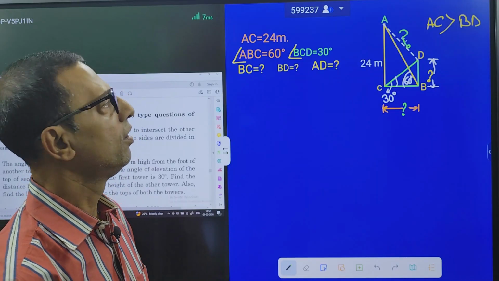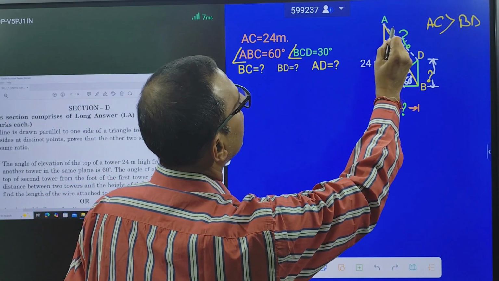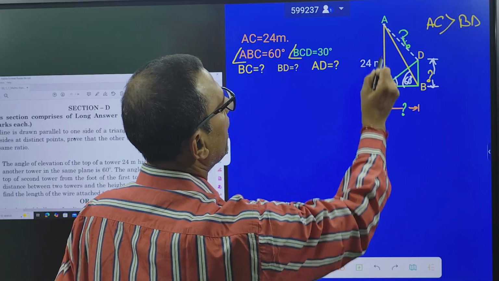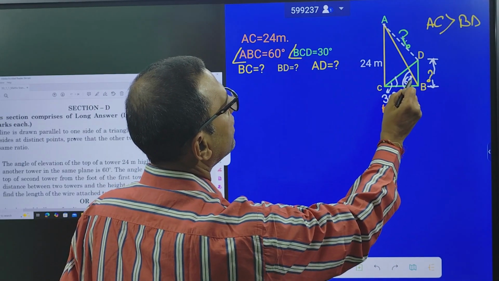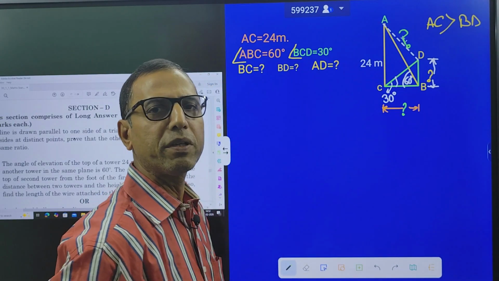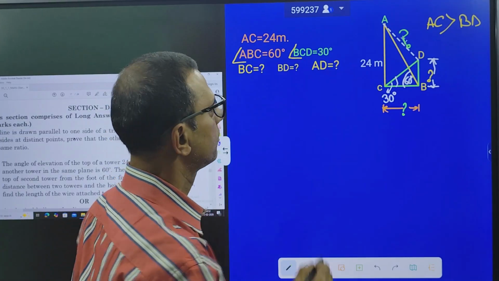Very simple. So from triangle ABC, if AC is known and the angle 60 degree is known, that means you can find out BC, the distance between the two towers.